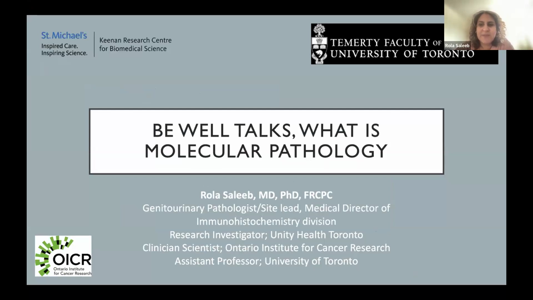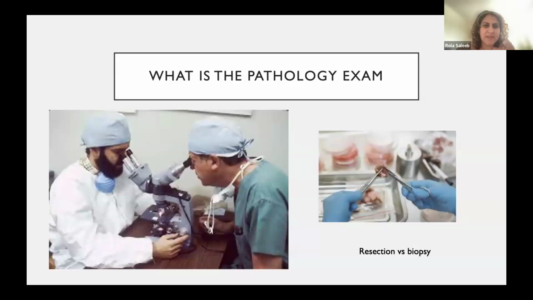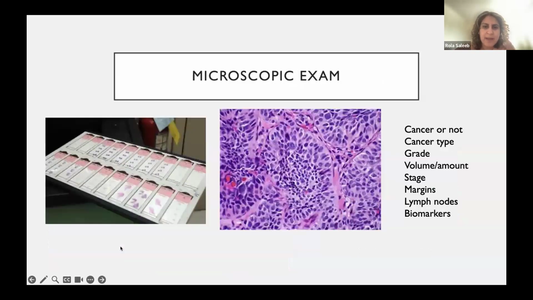Thank you very much. It's really a privilege to give this talk. So I'll be talking about what is molecular pathology, a brief introduction to what is pathology in cancer in general. So just what is pathology first? Pathology is the examination of tumors under the microscope. We receive tissues in the lab, either through a resection or a biopsy. And if it's a biopsy, we usually examine the entire tissue. If it's a big resection, as in a surgery, we select areas and we examine these under the microscope.